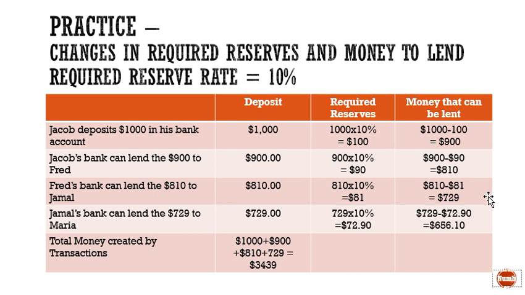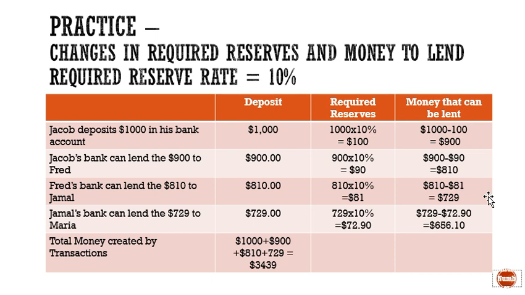Let's say Jacob's bank lends out that $900. They're going to lend it out to Fred, so Fred's going to borrow $900. Now Fred's bank has to hold 10%, so they're going to hold $90. So now they can lend out $810. Fred's bank can now lend that $810 to Jamal.